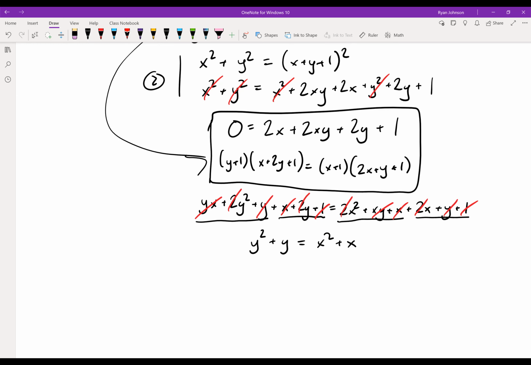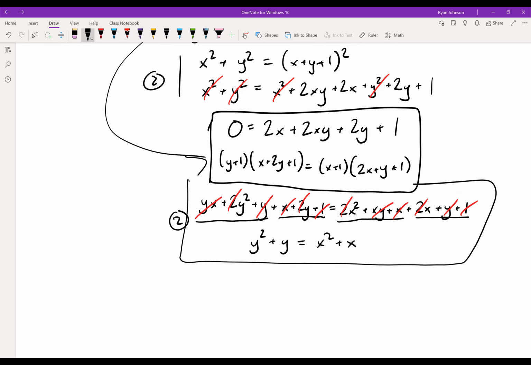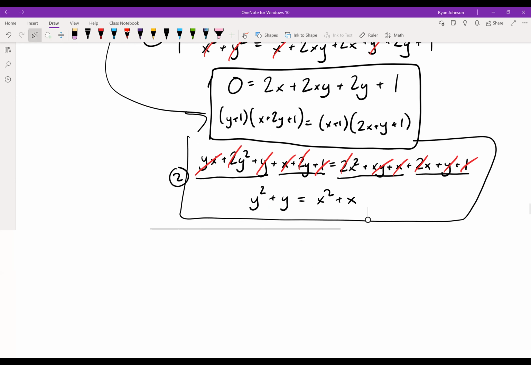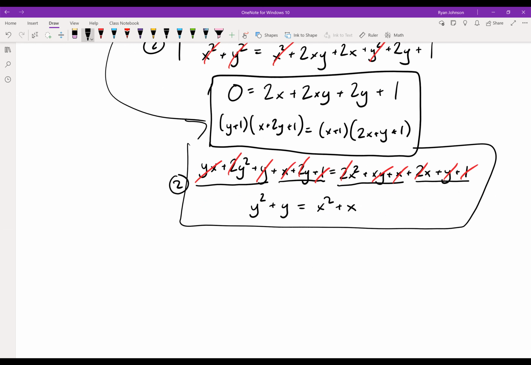So instead, we could try solving for x in the first equation. This is equation 2 right here, where I simplified the second equation. Let's solve for x in the first equation. We move the x things over. Well, let's solve for y. It's symmetric, so why not?